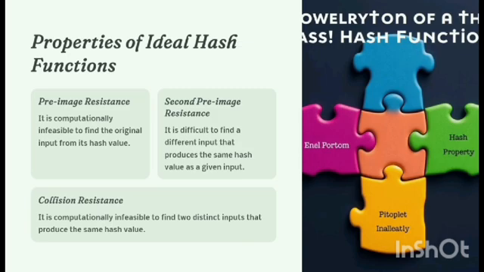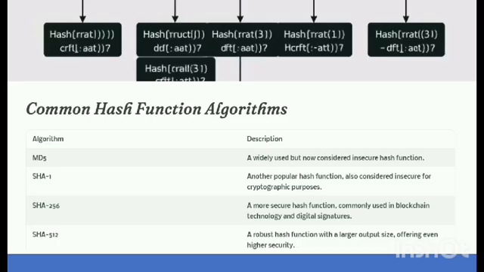So let me see the next slide. There are four common hash function algorithms. The first two are MD5 and SHA-1, which are not purely secure algorithms because they have some insecurities when compared to the third and fourth. The third is SHA-256 and the fourth is SHA-512.